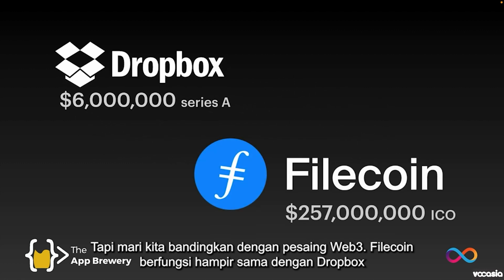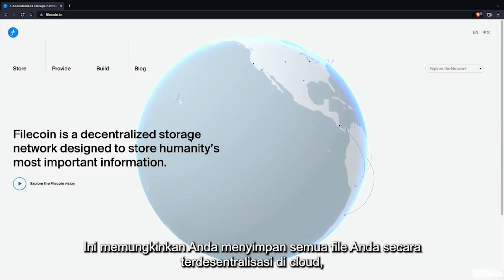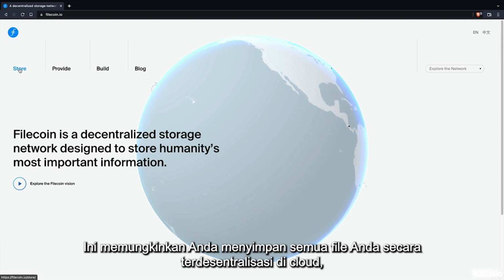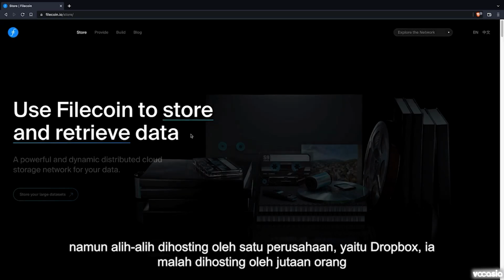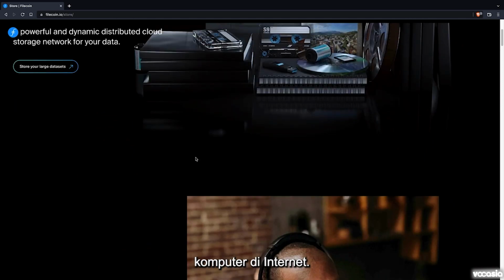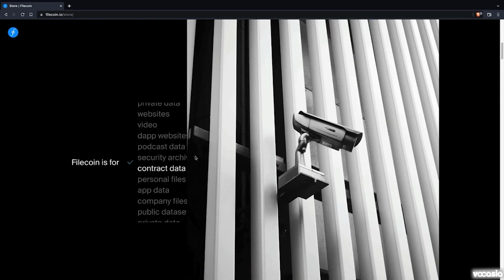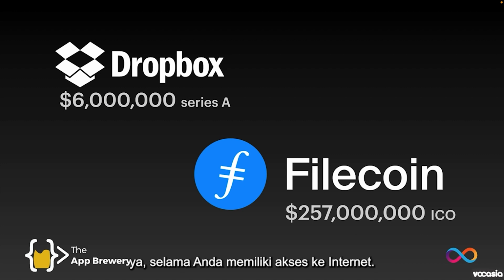Filecoin does pretty much similar to what Dropbox does. It allows you to store your files in a decentralized way in the cloud, but instead of having it hosted by a single company, namely Dropbox, it's actually hosted across millions of computers across the internet. And that way you have a massive amount of redundancy, and you're able to retrieve your file no matter where you are, as long as you have access to the internet.